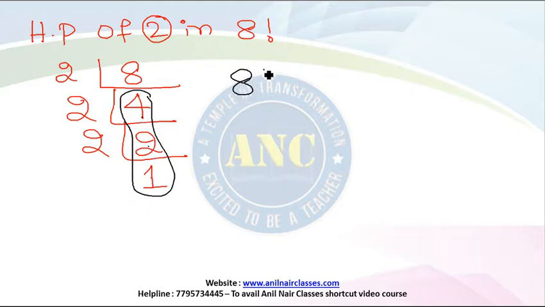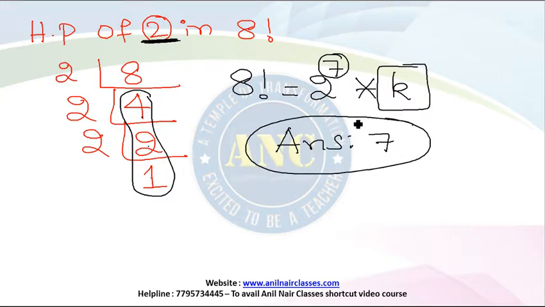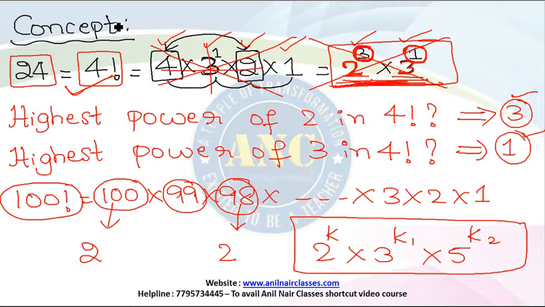That means 8 factorial can be written as 2 power 7 into some constant. I am not worried about this constant anyway. 2 power 7. They are asking for the highest power of 2. What should be the answer? The answer for this question is 7. I believe that the logic or the concept which I have explained in the last 3 to 4 minutes of my class is very clear.